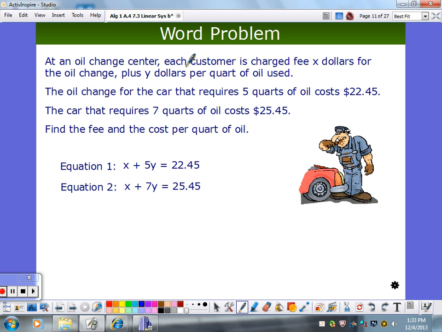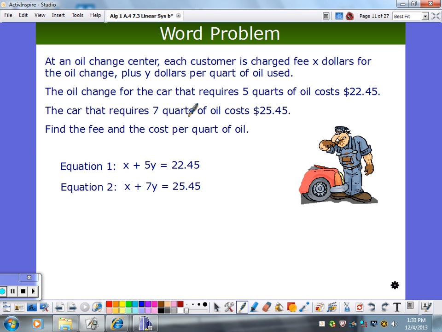So here's how it works. You go to the place, and they usually charge you some money. They'll change your oil for $25. And then they charge you for the oil, so whatever the oil costs. So we're trying to figure out what that fee is, and how much it is for every quart of oil that they put in.